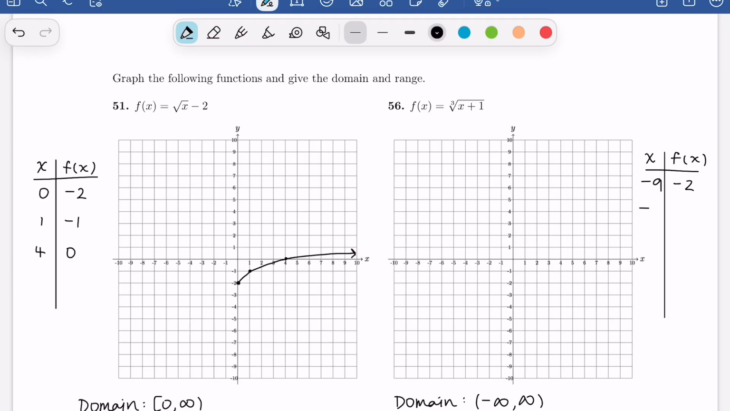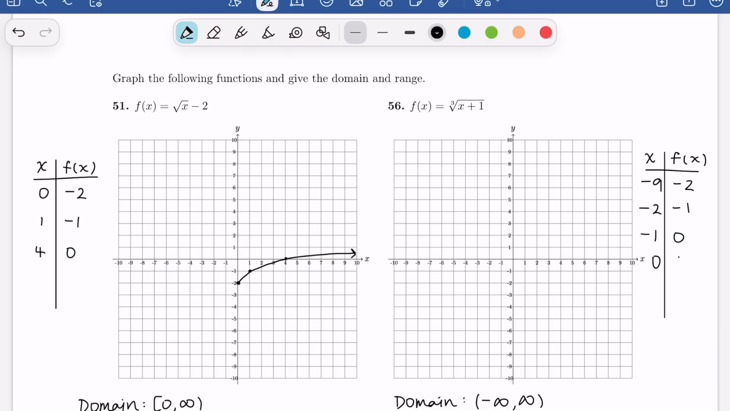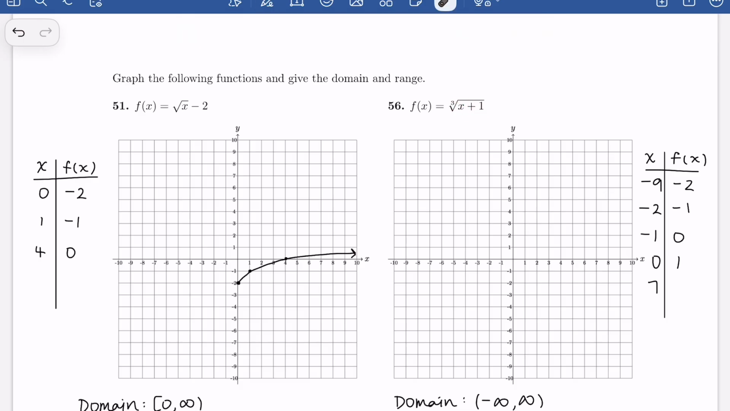Another nice number that we could plug in would be -2. If I plug in -2 here and then add 1, I'm going to end up with the third root of -1, which is -1. All right, let's plug in another nice number here. If I plug in -1 into this x, I'm going to get -1 plus 1. That's going to be the third root of 0, which is just going to give me 0. Similarly, let's plug in a 0 into this x. The third root of 1 is going to be 1. And let's pick one more number. Let's pick a nice positive number. If I were to plug in 7 into this guy and add 1 to it, I'm going to get the third root of 8, which is going to give me 2.